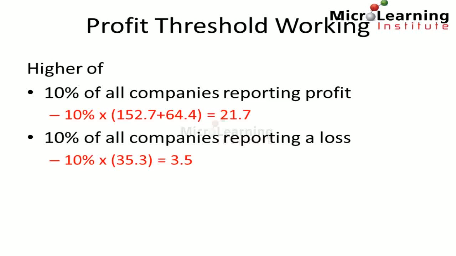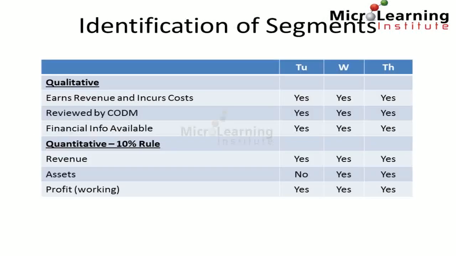So therefore, any segment that's reporting a profit or a loss whose absolute value is greater than 21.7 is deemed to be a reportable segment under the 10% profit threshold criteria. Now if we look at the profit figures for Chudo, Weedon and Thurso, we'll see that in all cases the absolute value of the profit figure exceeds 21.7. So again, we can see that all of the segments meet the 10% profit quantitative criteria.